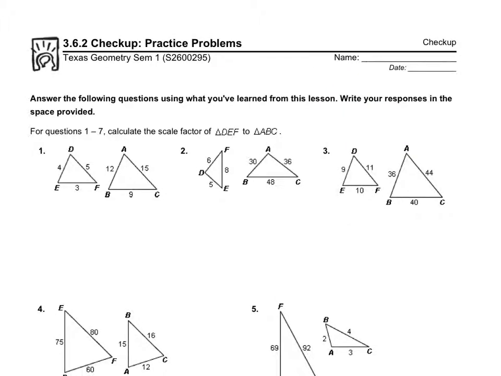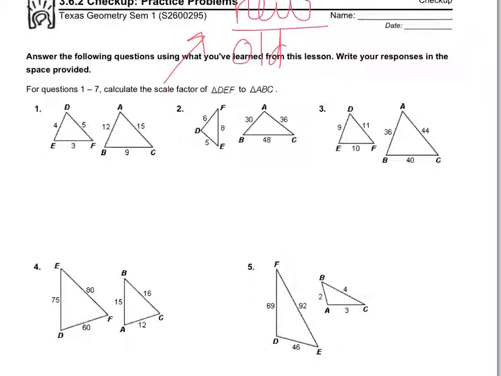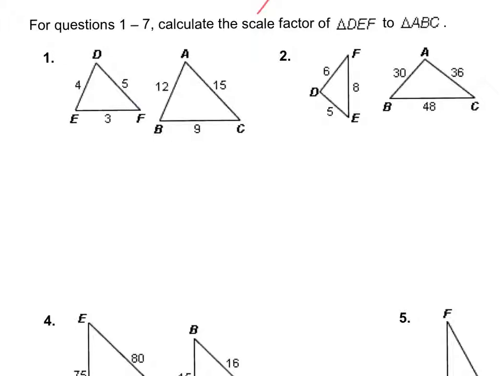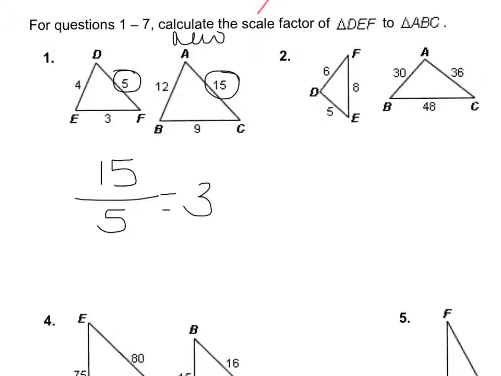So for questions 1 through 7, it says calculate the scale factor of triangle DEF to ABC. So remember that to find scale factor, we're going to take one of our new sides and divide it by our corresponding old side. So for number 1, if I picked 15, and we're going to say the new side is the one on the right, I could do 15. And then if I picked 15, I have to divide it by 5 because they are corresponding sides. And 15 divided by 5 is 3. So that means that ABC is 3 times as big as DEF.